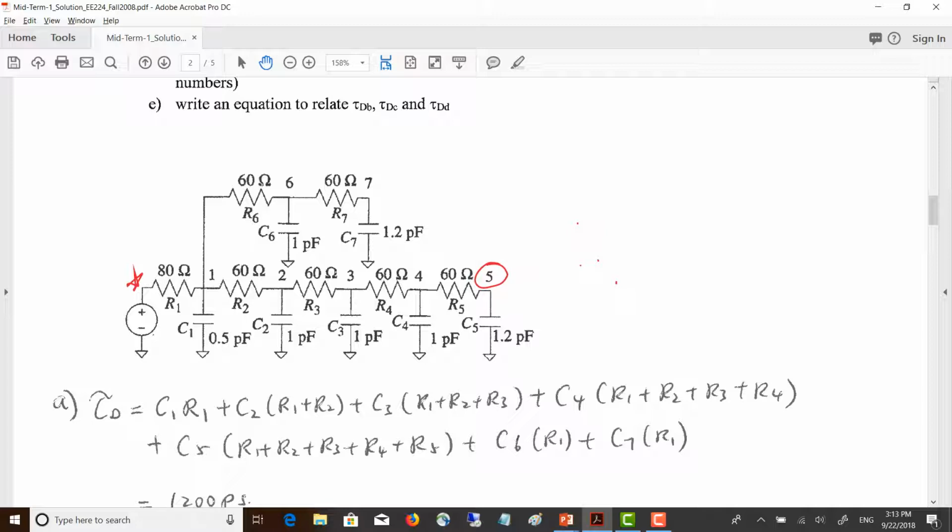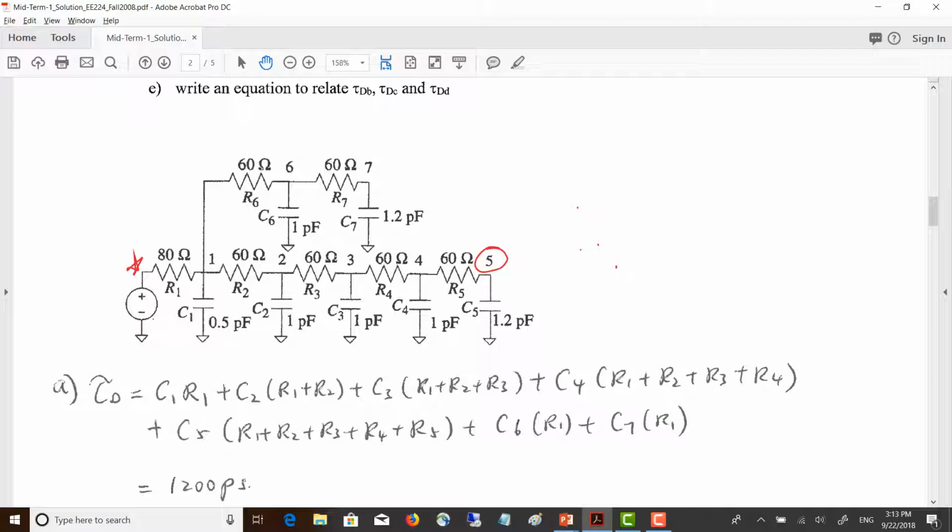Many people do this right. All you need to do, remember, is just add all the RC constants. But how to add it? We have to add it by putting all the C there: C1, C2, C3, C4, C5, C6, C7. We have 7 capacitors. And then we find the resistor that is shared between node 5 and the other node. So first we find the path from the input to the output. The path is here, from the input through this resistor, this one, all the way to node 5.